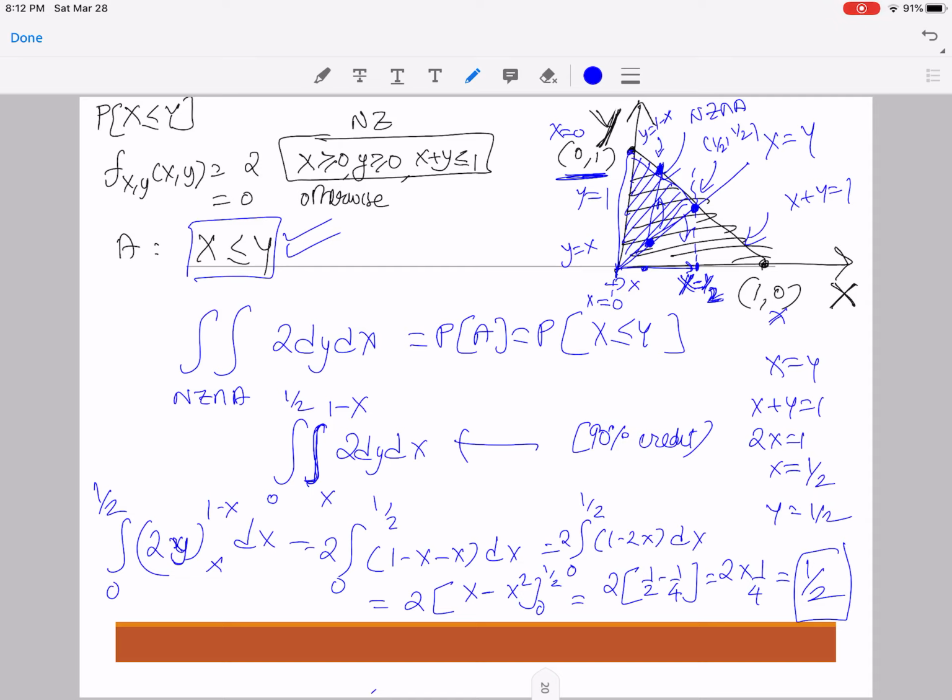All right. Now, before I let you guys go, let me ask you this question. What is the probability that x is greater than y?